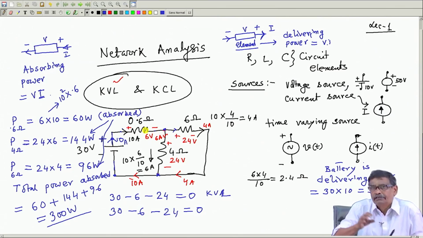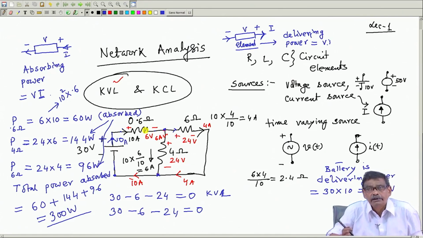That is, there will be some elements in the circuit, primarily the sources, which will deliver power into the circuit, and that power will be absorbed by different other elements in the circuit. We will see in the next class that there will be circuits where it is not true that sources will always deliver power. There may be situations when sources too will absorb power. Those things we will take up in the next class. Thank you.